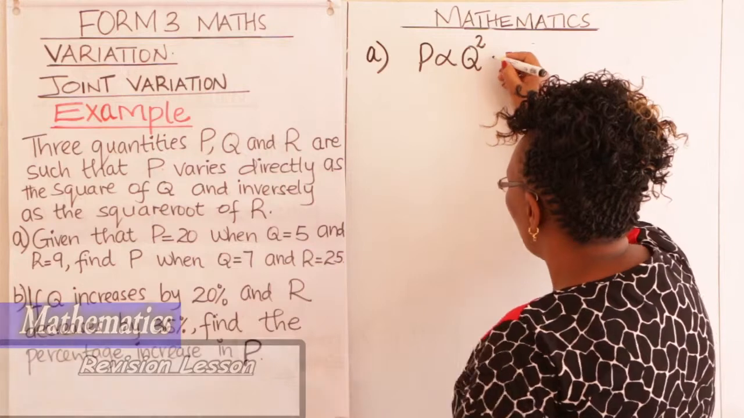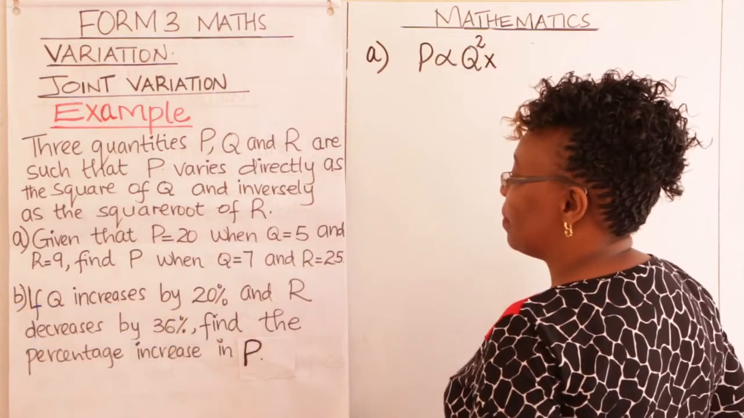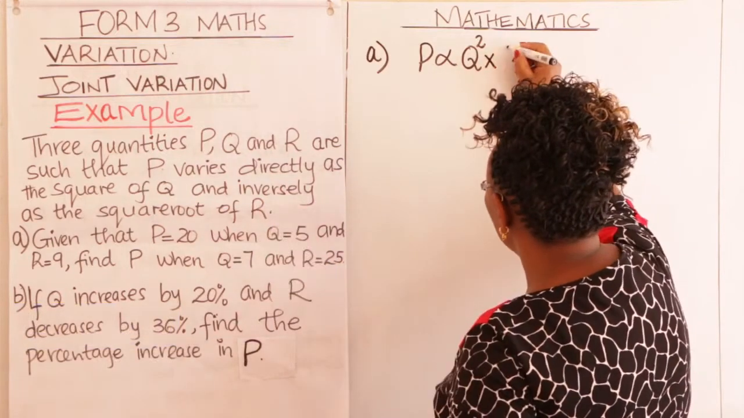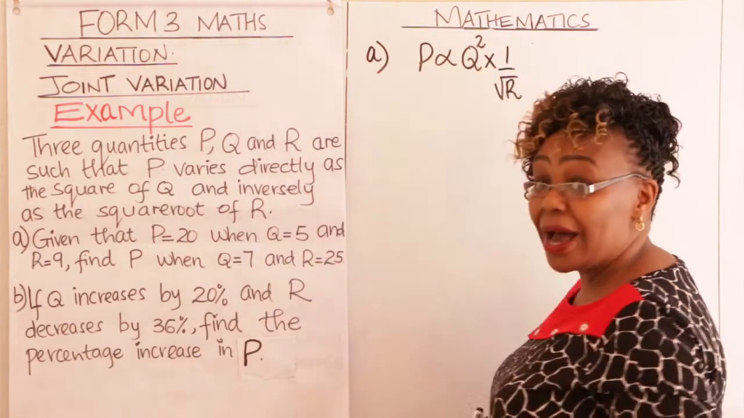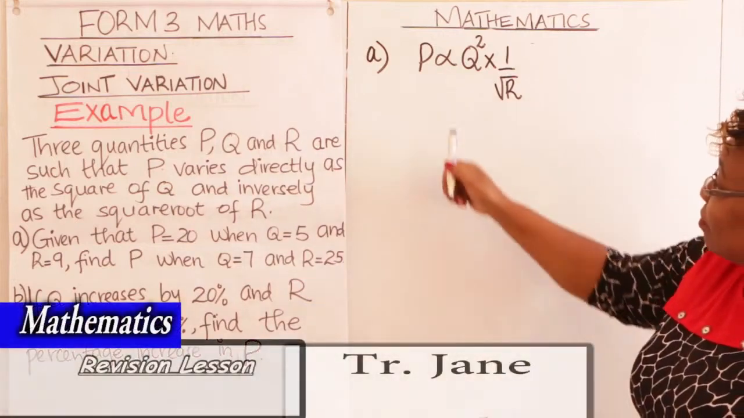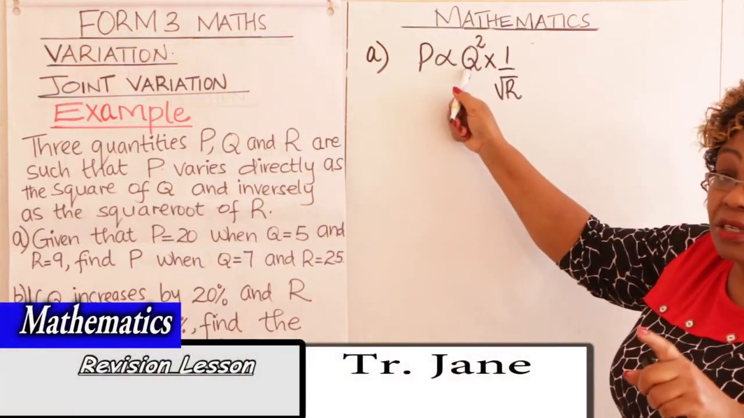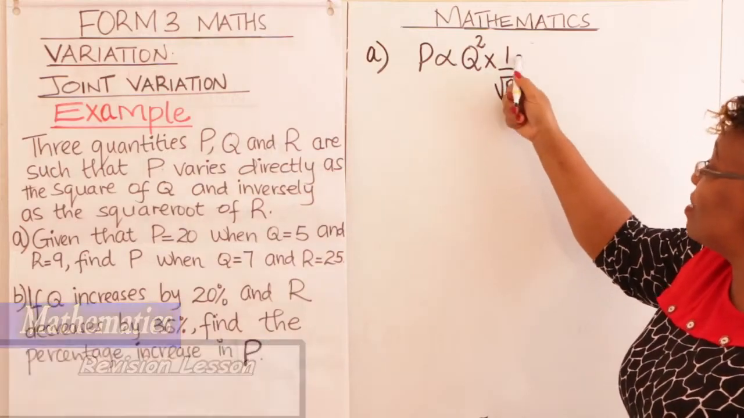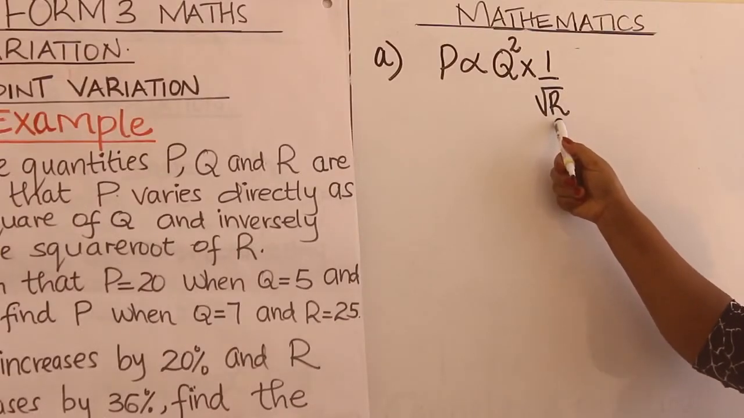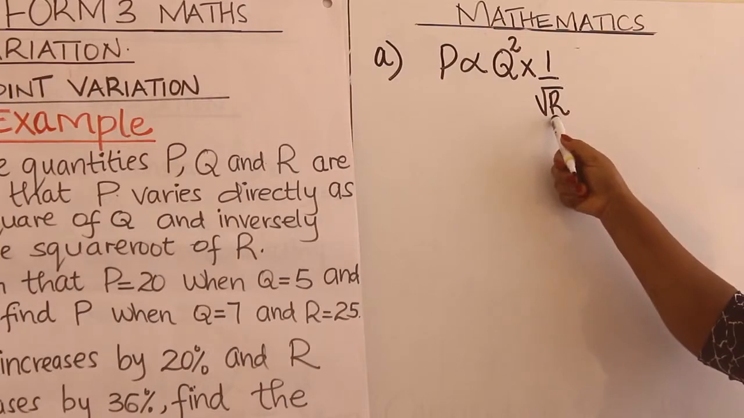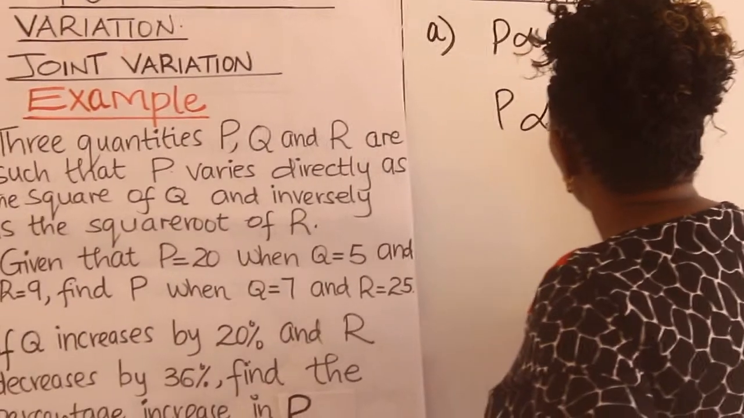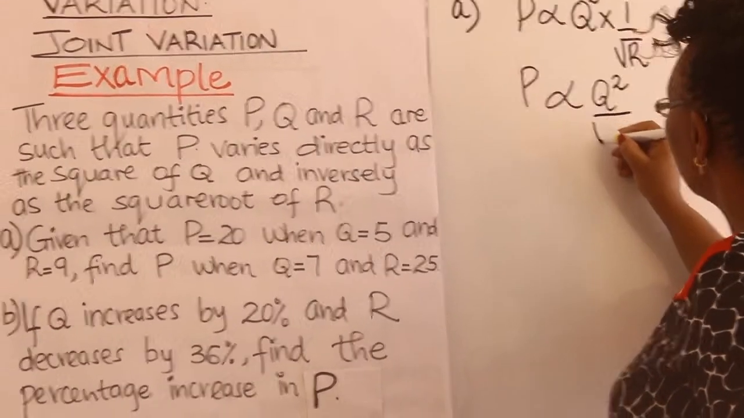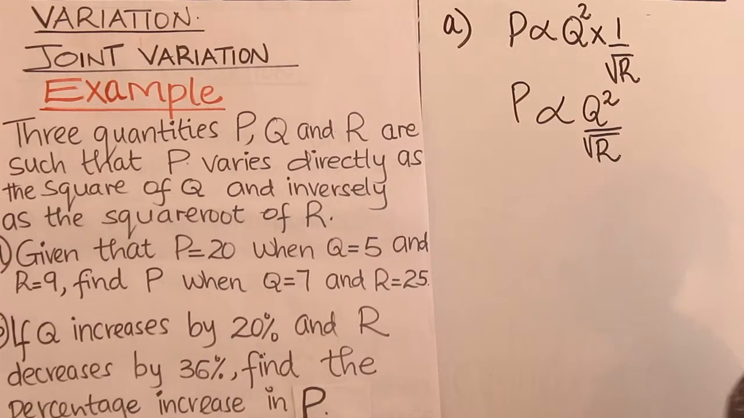So in joint variation, you multiply with the second part. Inversely. Inverse means 1 over the square root of R. Learner, that is very important. P varies directly as Q squared, and inversely, 1 over square root of R. And therefore here, you can multiply this side, you get Q squared over square root of R.